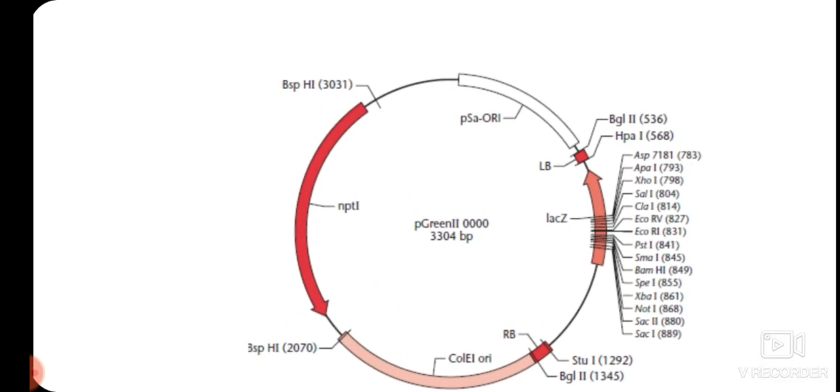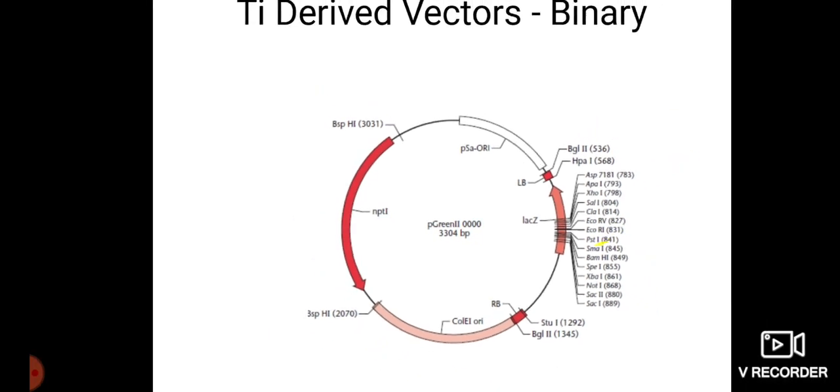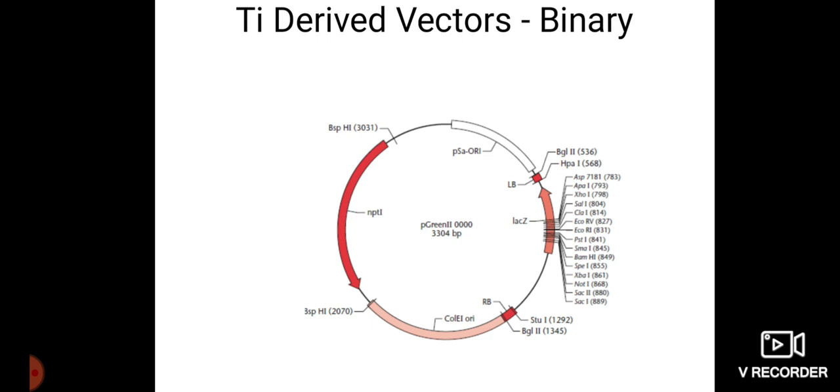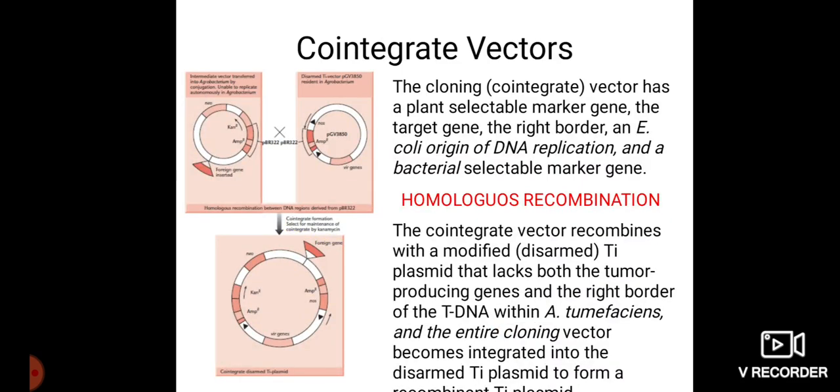You can see there is NPT, the neomycin phosphotransferase gene for resistance, then the multiple cloning site of lacZ, followed by the right and left border regions, then the origin of replication for E. coli as well as for agrobacterium, both used here. This vector was used for the transfer of the target DNA into the tDNA portions, and it can be easily transferred into the bacterial cell as well as into the plant cell.